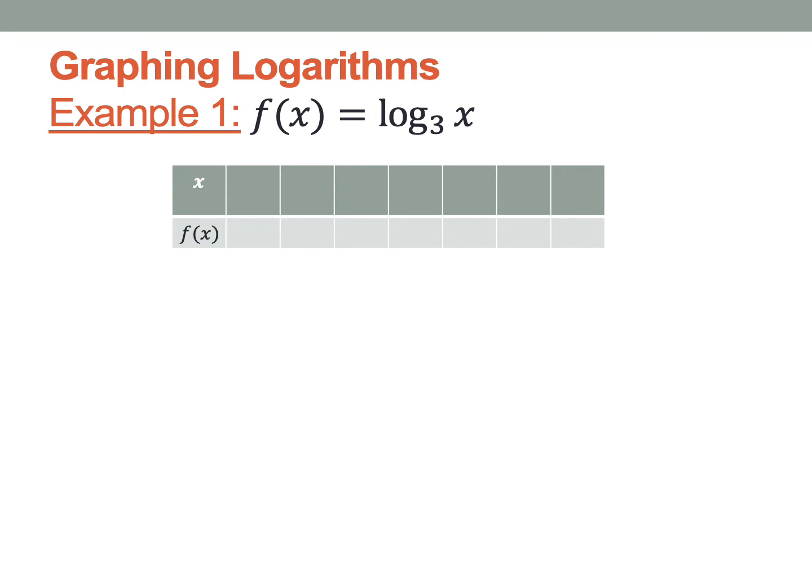Like for example, 3 squared is a power of 3. That's 9, so take that in your table. 3 cubed is 27. You put that on your table. And 3 to the 4th is 81, so you put that in your table. And then, of course, 3 to the 1 is 3. And 3 to the 0th is 1.